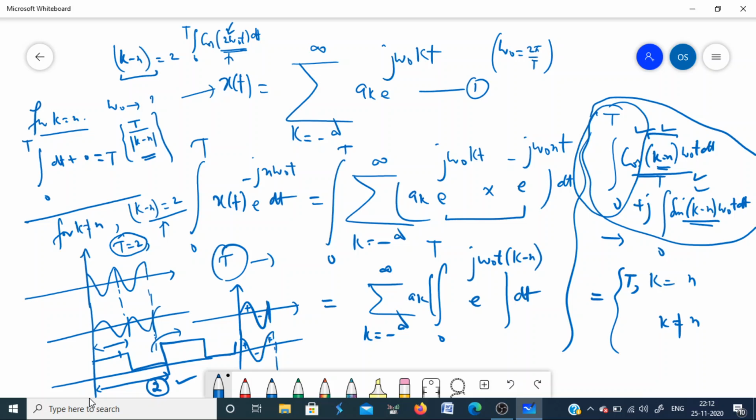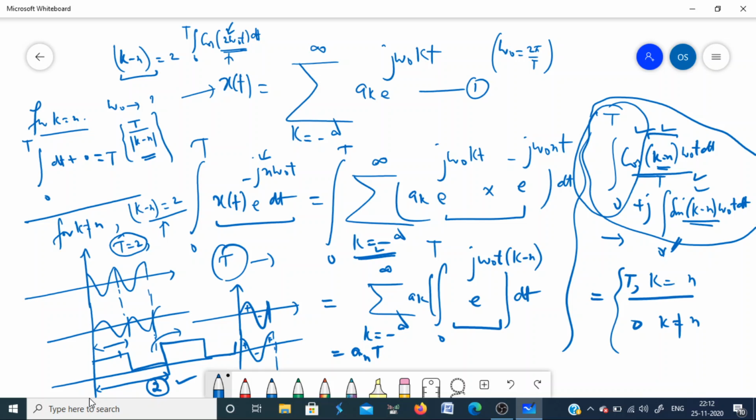So as a result, when k is not equal to n, this integration becomes 0. It means you have an integration, then you have a summation here. When you vary k from minus to plus infinity, only at one point, when k becomes equal to n, you will have a non-zero value which is equal to T. Otherwise all other values become 0. So this integration on the right hand side simply converges to a_n times T.